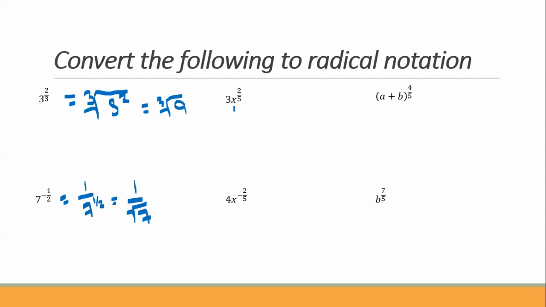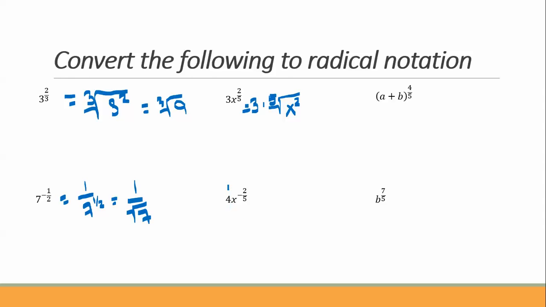3 times x to the 2/5 power. The base is only x, right? So we have to do that to the 5/2. So we have 3 times the 5th root of x squared. The 3 just stays along. X is what has the exponent, which is 5. X to the 2/5 is the 5th root of x squared.